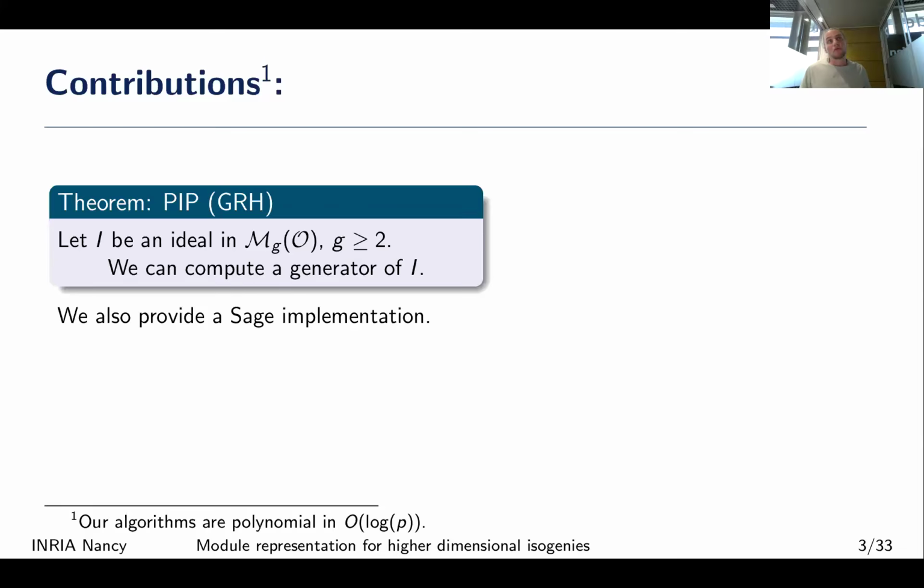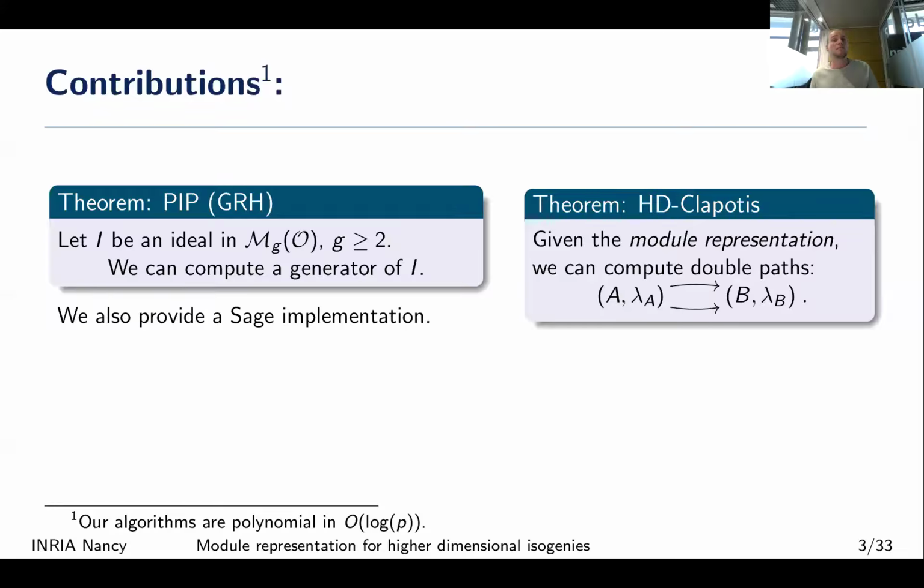Another result that I want to present to you today is something that we can call a generalization of the existing Clapoti algorithm in one dimension. So I won't go into the detail on this slide, but you can really see it as a tool that relies on the fact that we can compute double pass like this between polarized abelian varieties. Double pass meaning that we can compute two isogenies of different degree, so that they don't speak to each other.